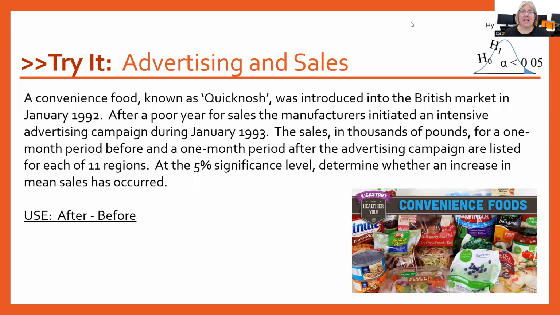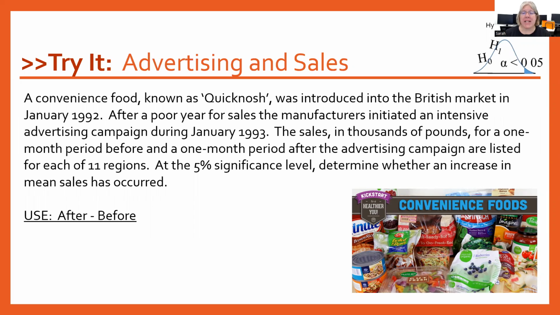Let's look at one more example of a paired t-test. A convenience food known as Quick Nosh was introduced into the British market in January 1992. After a poor year for sales, the manufacturers initiated an intensive advertising campaign during January of 1993. The sales, in thousands of pounds, for a 1 month period before and a 1 month period after the advertising campaign are listed for each of 11 regions.